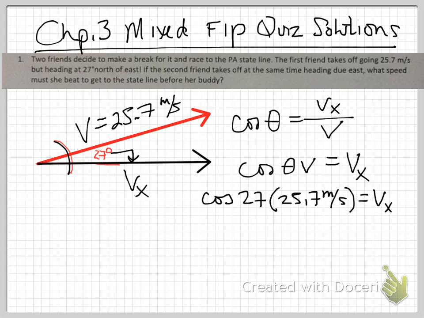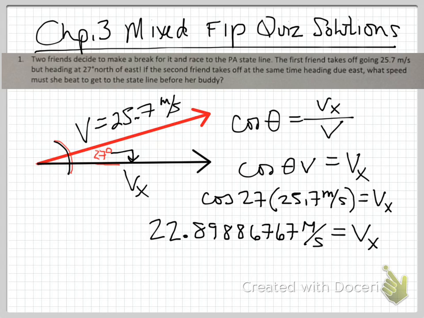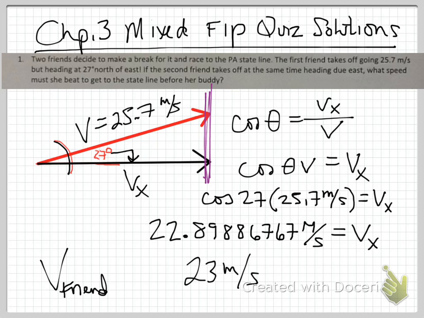Our raw value is 22.8988, etc. meters per second. So, thinking about this in real-world terms, since what we want to do is beat the other party to that vertical line, the speed to beat with sig figs would be 23 meters per second. So the velocity of the friend must be greater than 23 meters per second if she's going to beat her friend to the state line.